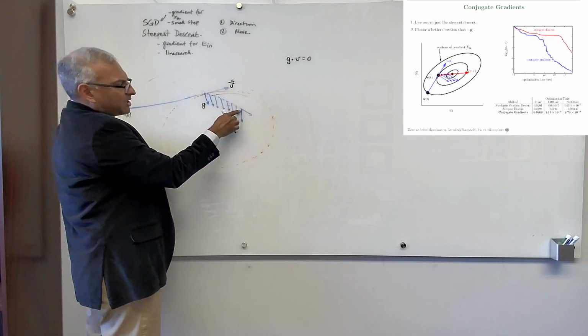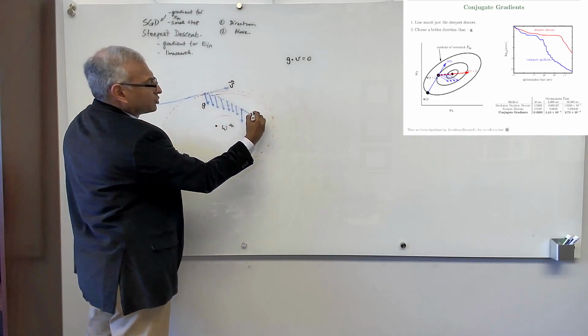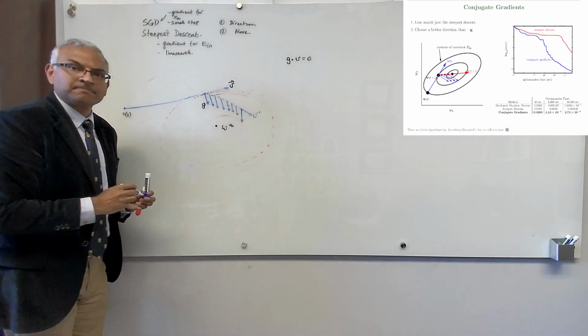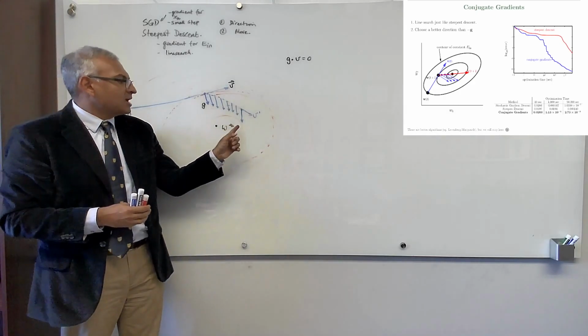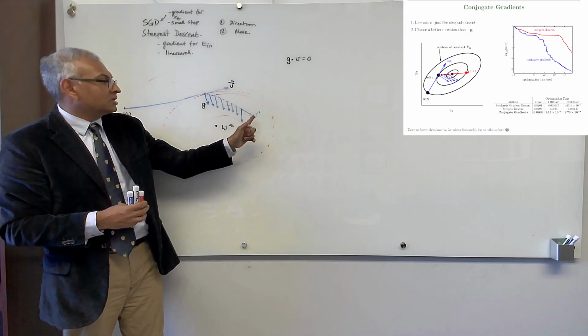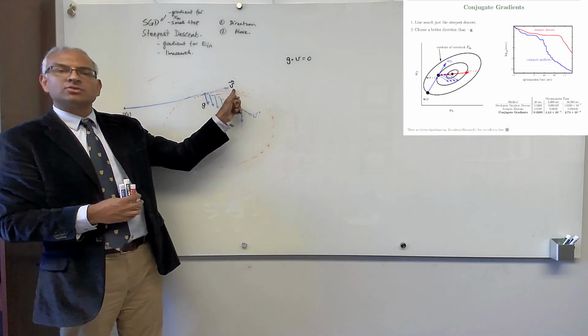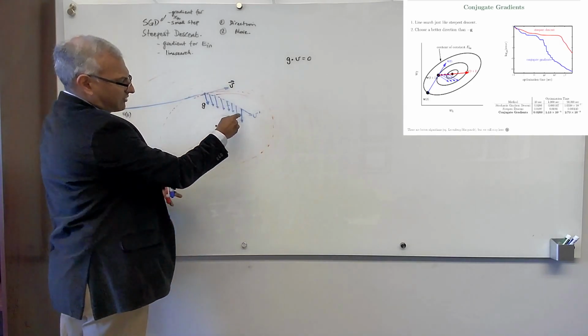And since this is the place where I stopped, my new gradient is orthogonal to this new direction V prime. And as long as V and V prime are linearly independent, I have succeeded in setting the component of the gradient in two independent directions to 0. And then I use that same philosophy for the next step. So I have a gradient.